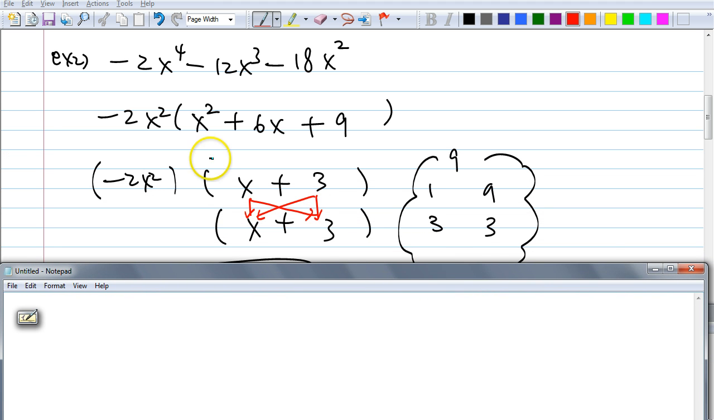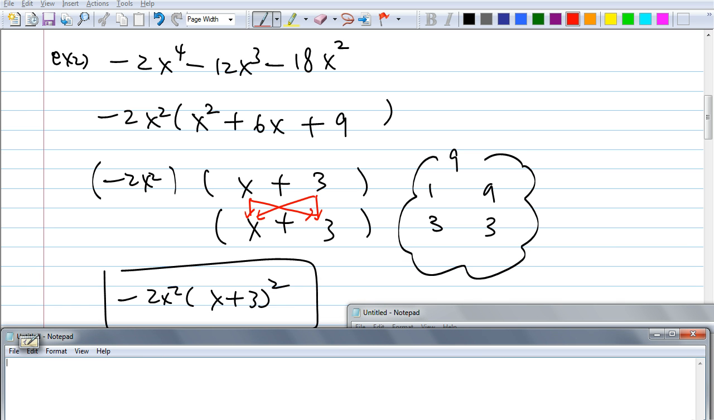But nevertheless, it's that form, right? 1x squared plus bx plus c, right? So I could do this. If you didn't see it was a perfect square trinomial, you could always factor this out this way. Okay, so the answer, I wrote it this way. Negative 2x squared times x plus 3 squared.